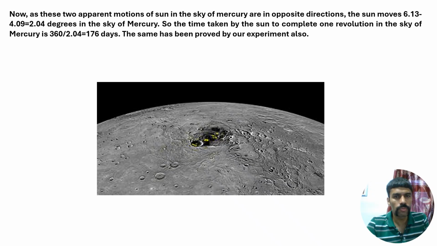The same can be proved by experiments also. This means the sun, which is directly overhead in the sky of Mercury, takes 176 days to reach the same position again. So, one solar day on the planet Mercury is as long as nearly 6 months on our planet Earth. This shows how slowly the planet Mercury is moving around its axis.